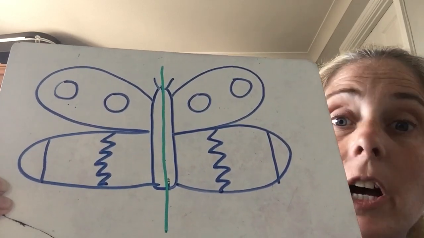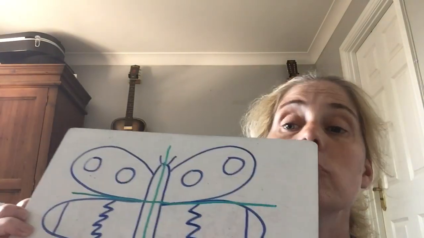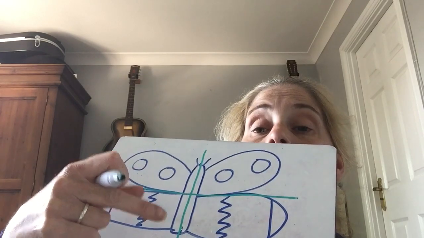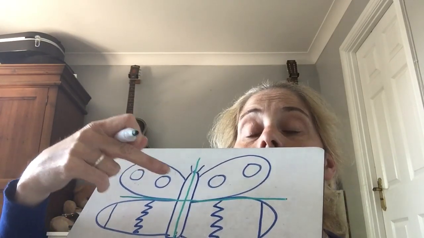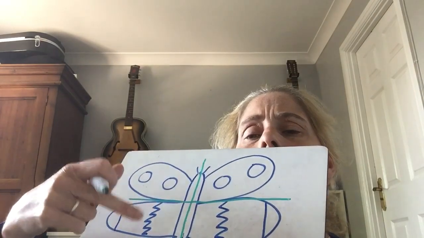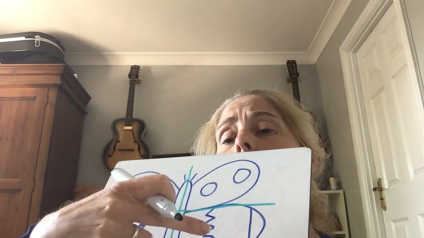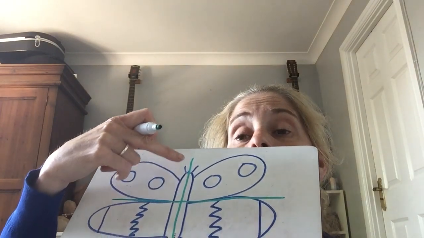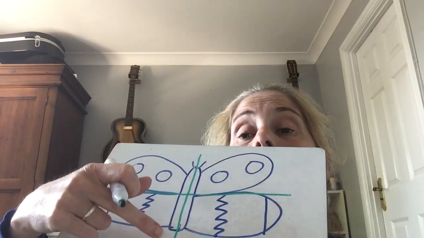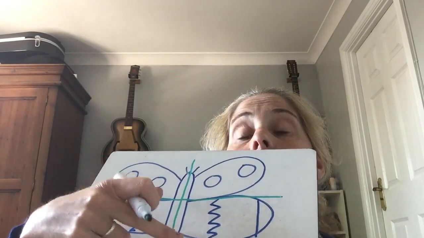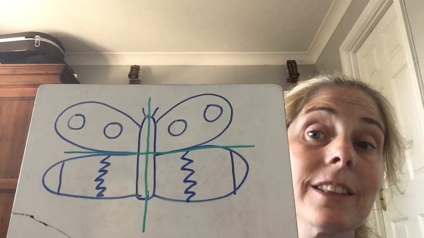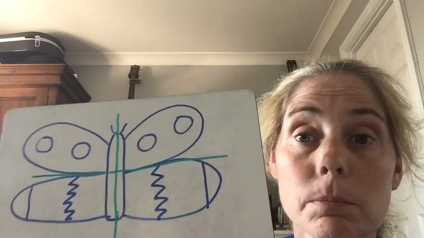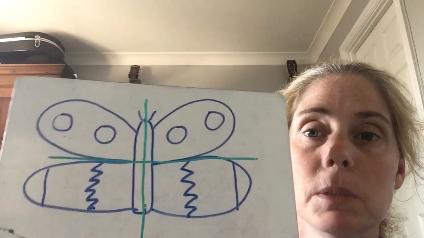There are no other lines of symmetry, because if I was to draw a line across the middle here, that would not be symmetrical. If I was to fold that in half, these have got circles on and this has got zigzags and a line. If I folded it, would they be the same? No, they wouldn't. And also, here you've got the antennae from the butterfly. You haven't got any down here. You'd have to have two antennae here to make it the same on both sides. So this butterfly only has one line of symmetry.